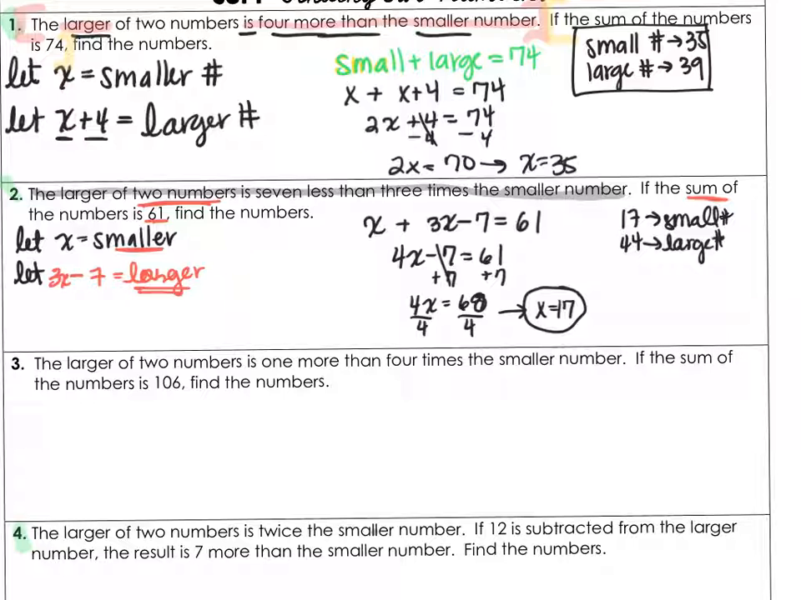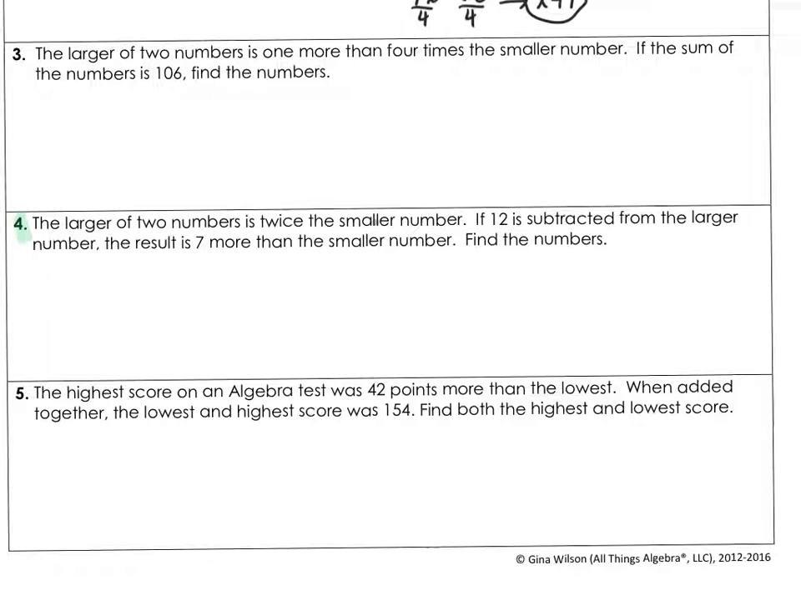There we go. That the sum is 61 and that these equality statements are true. I'm going to jump over to number 4. Number 4 is a little bit different, but we're still going to create the let statements. So let's read the problem first.